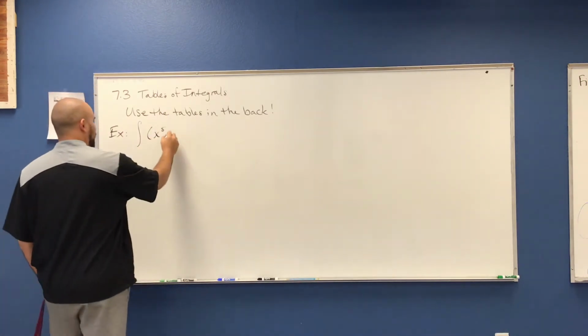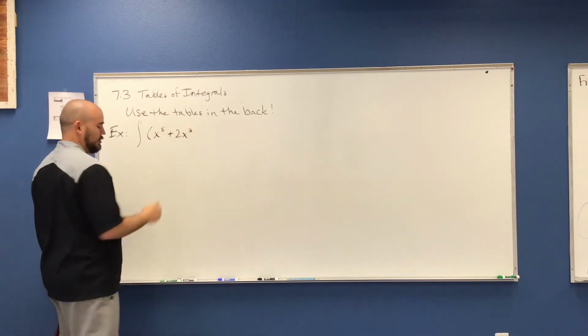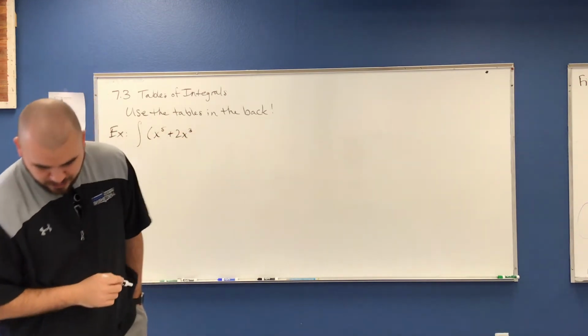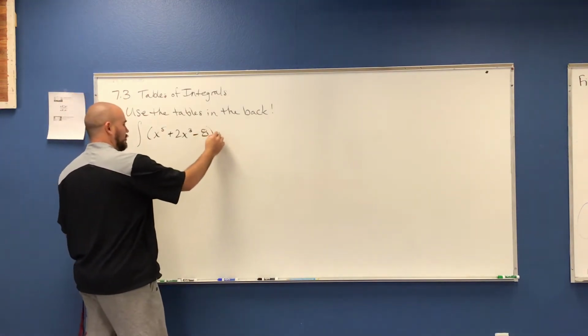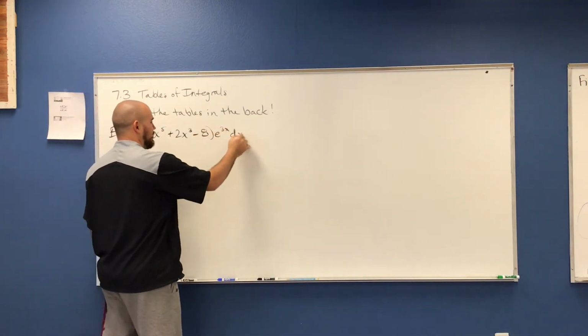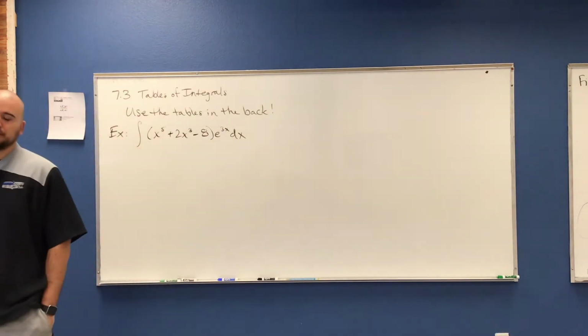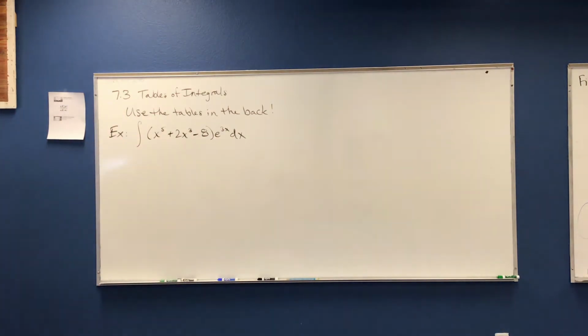Let's do the integral of x to the 5th plus 2x to the 3rd minus 8 times e to the 3x dx. I know what you're thinking. Let's go and just distribute it all through. You most certainly can. You can distribute it all through, but let's recall a couple of things.